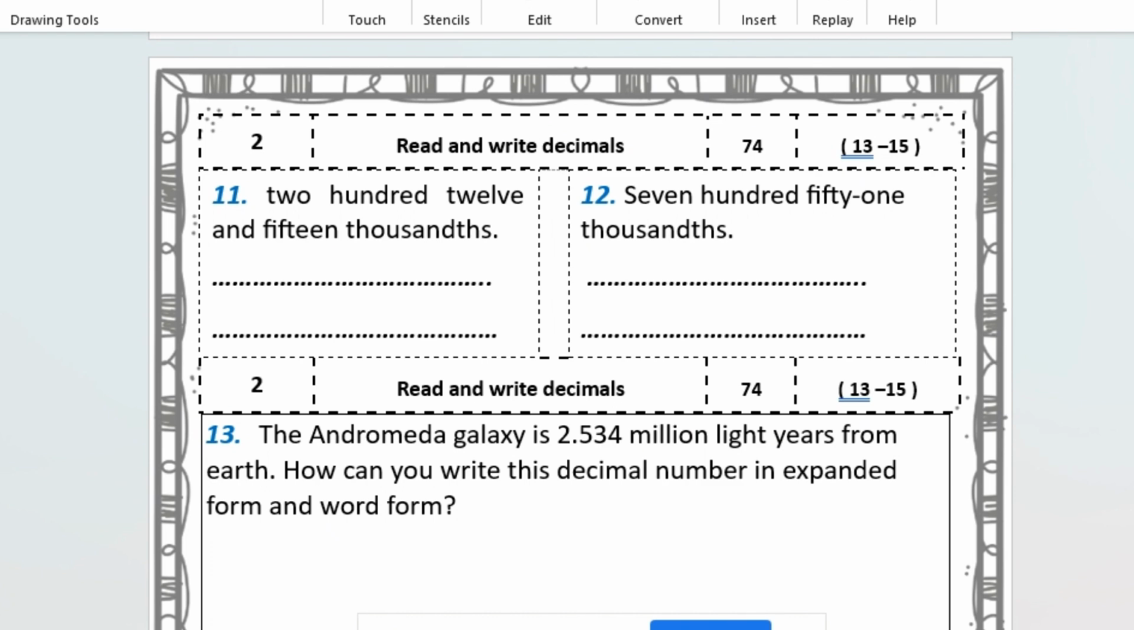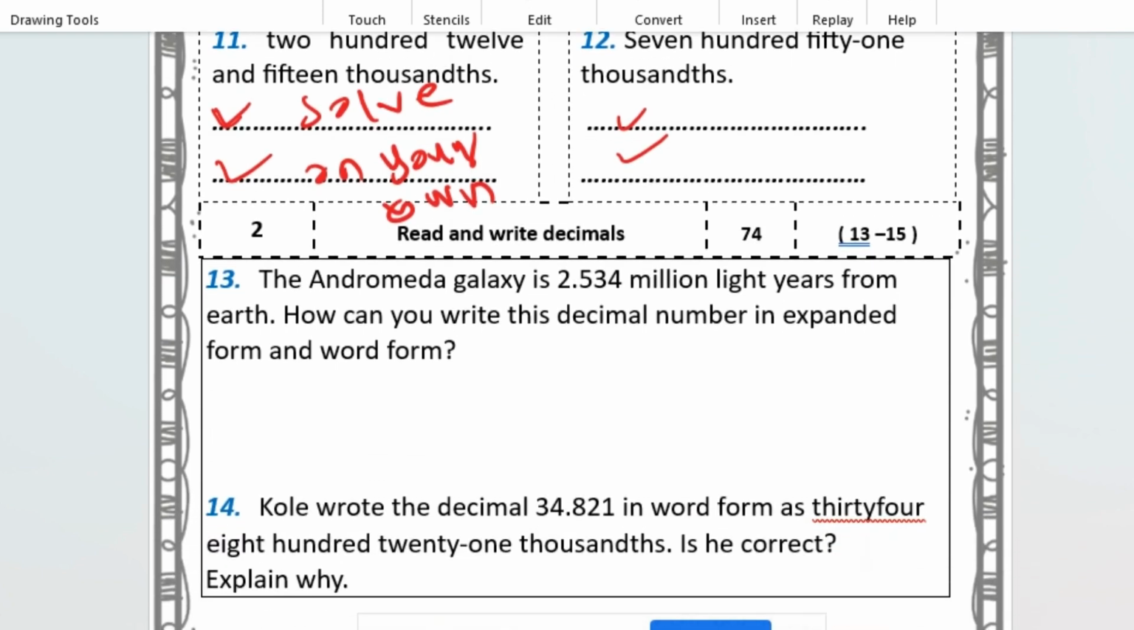Here we have the same two questions. We were just going to write here the standard form and the expanded form here. We do the same for this. I'm just going to say solve on your own, and that's similar here.